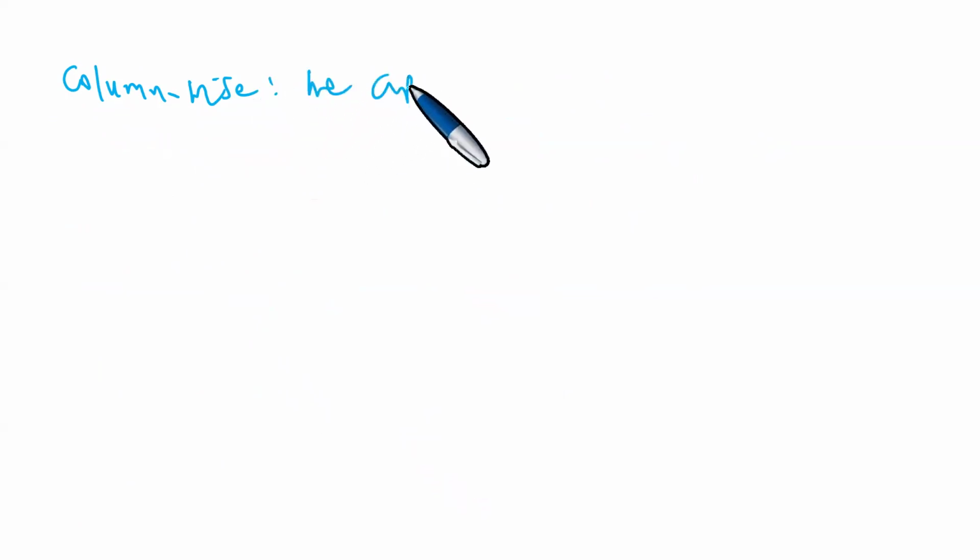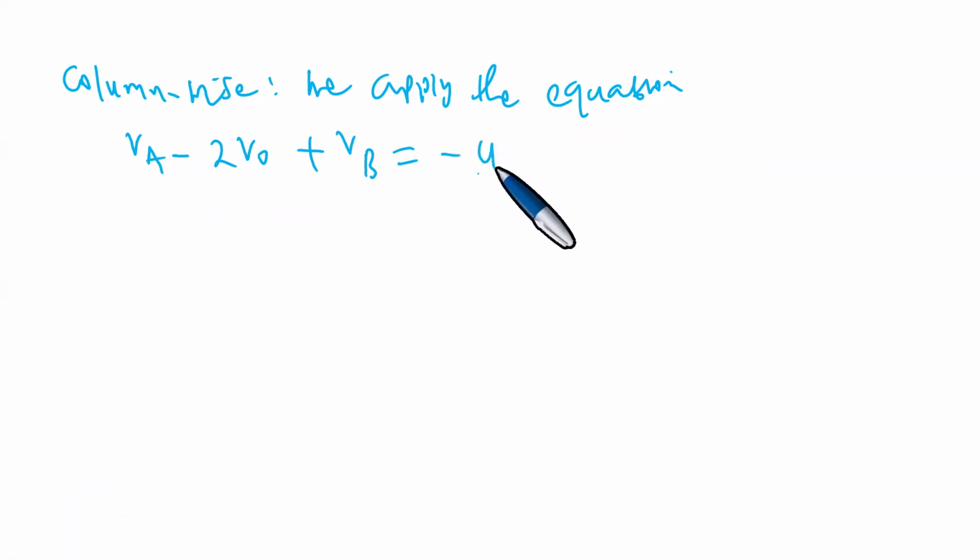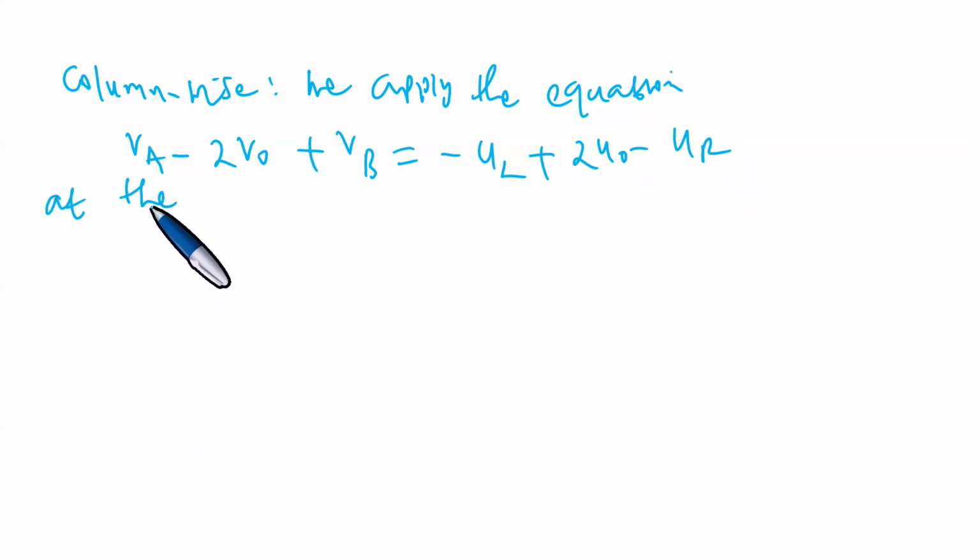We apply the equation. This is the formula. So it becomes VA minus 2V0, the center nodal point, plus VB, which equals minus U left for the column-wise. So now we are looking at the vertical things. And then we have U left, plus 2U center, minus U right, at the nodes.